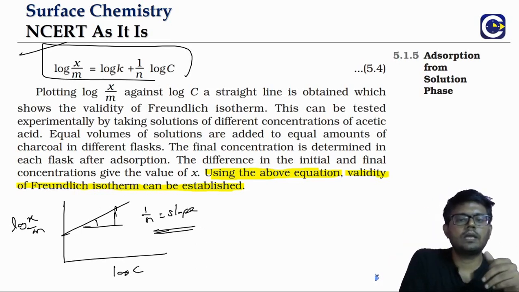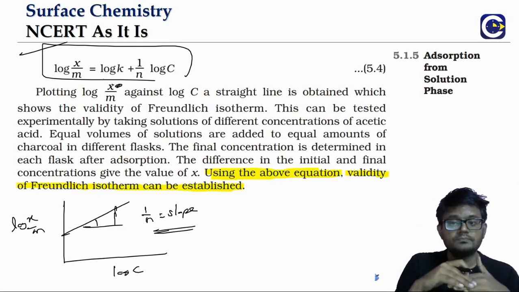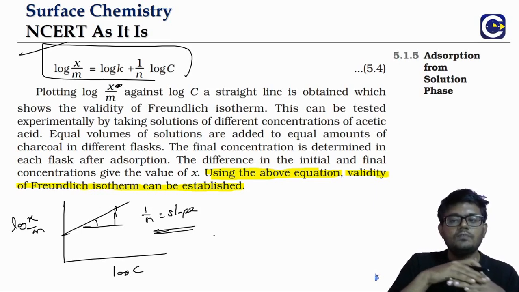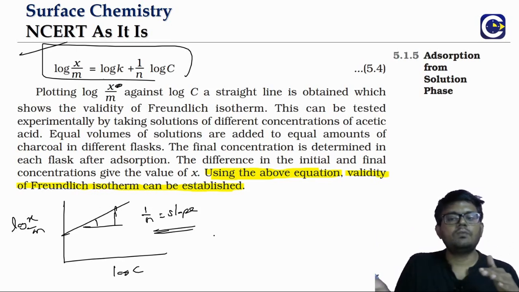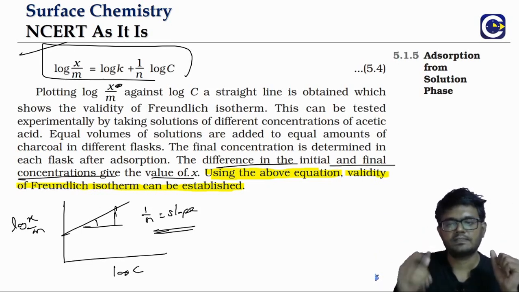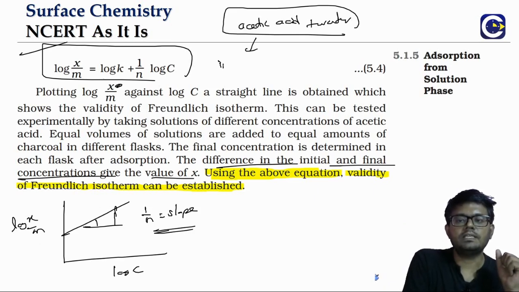Okay, so here when you want to calculate the mass of the substance that is deposited, what we can do, experimentally speaking, is take the initial concentration and the final concentration and measure the difference between the two. The difference between the initial and final concentrations will give us the value of X. Say we talk about the example of acetic acid. Acetic acid is in water, that is a solution. We will measure the initial amount, and we will measure the final amount.